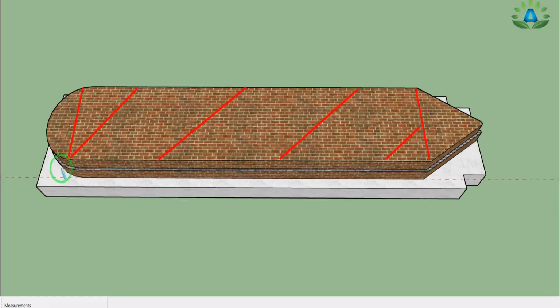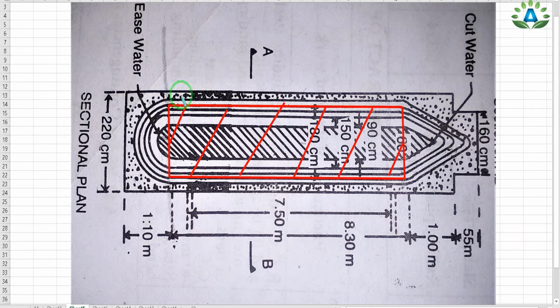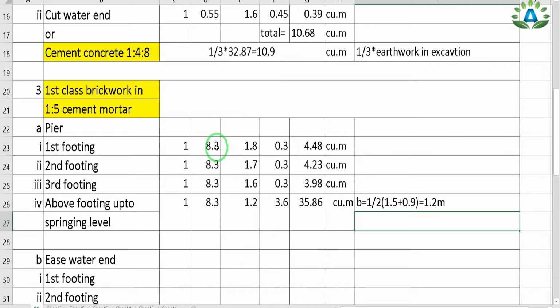So we have the length of this pier from this side up to this side. That means we have to look in the top view. So here we can see that we are going to do this portion only. So the length of this pier is also 8.3 meter this side. And we have only one number of pier, so we can write the length is 8.3 meter, and we have only one number of this second footing.